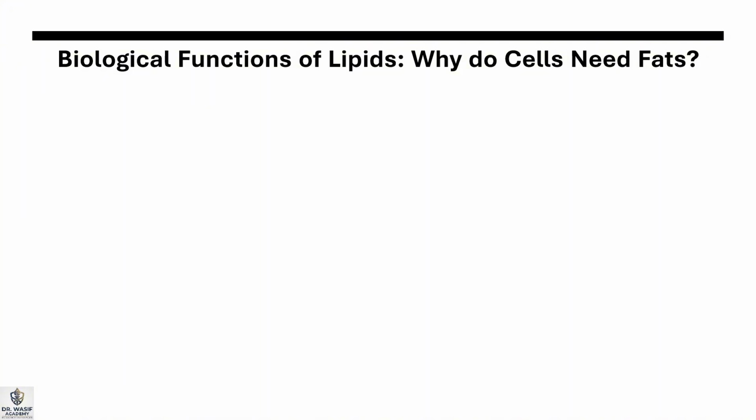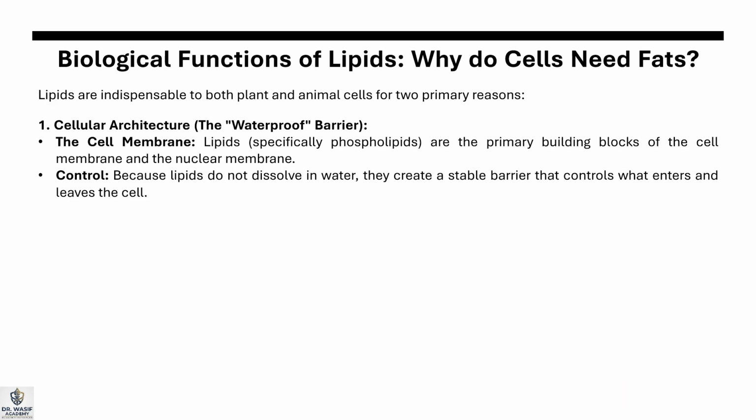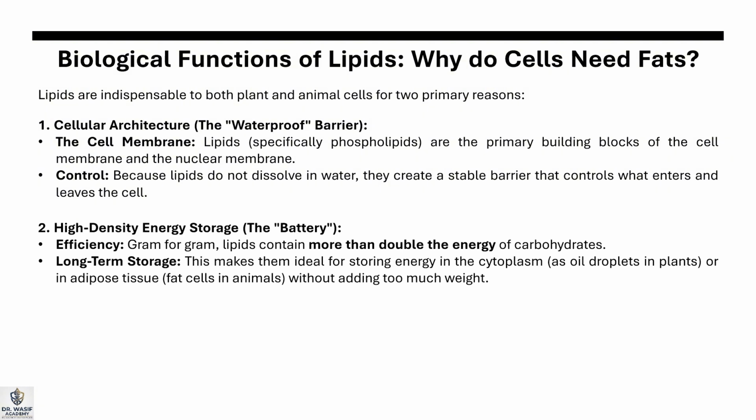So we understand what lipids are, but why do cells need them so badly? They're absolutely indispensable for two main reasons. First of all is cellular architecture. Every single cell is wrapped in a waterproof barrier called the cell membrane. This is made primarily of lipids, specifically phospholipids. If you remember the phospholipid bilayer, then you can easily understand this point. Because lipids do not dissolve in water, they act like a high-tech security fence, controlling exactly what enters and leaves your cells. Without lipids, your cells would simply dissolve into their surroundings.